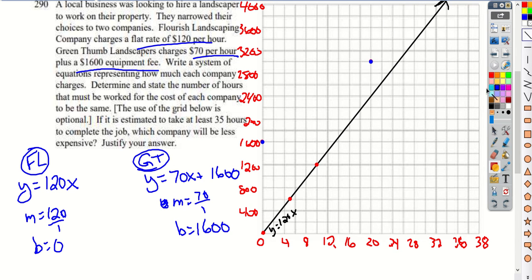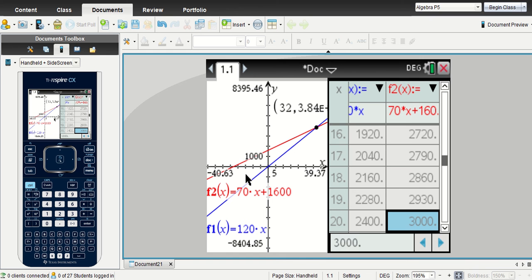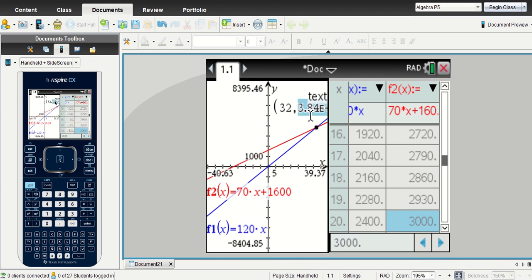From here through there. And there we go. All right. And once again, arrowhead. And I got y is equal to 70x plus 1600. And I want to make sure I label where they intersect. So I know the intersection point, and we know it's 32, 3,840 essentially.